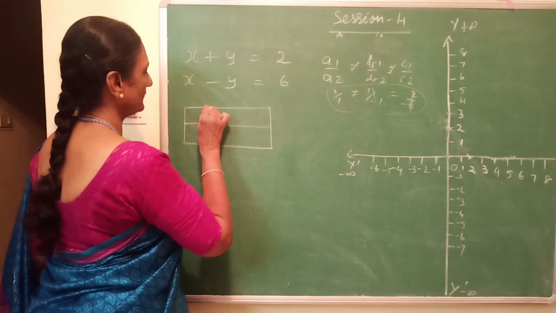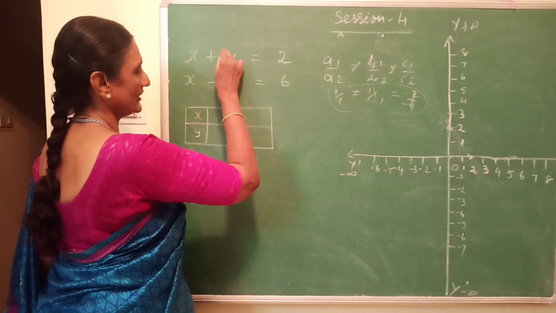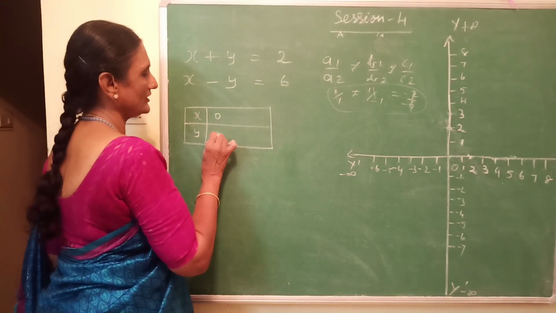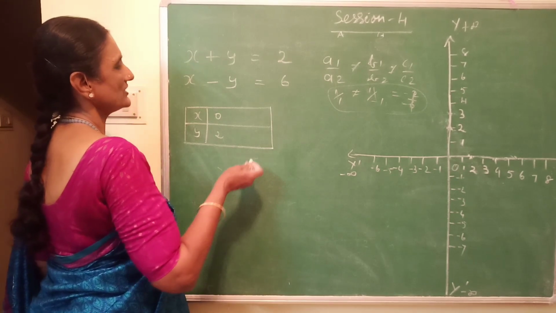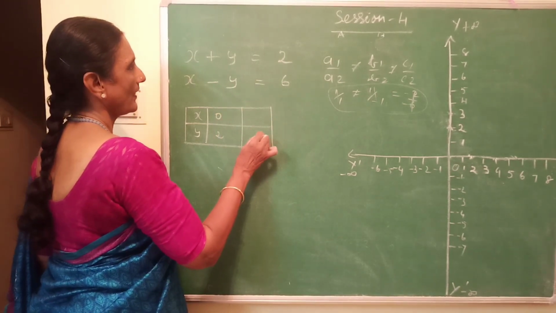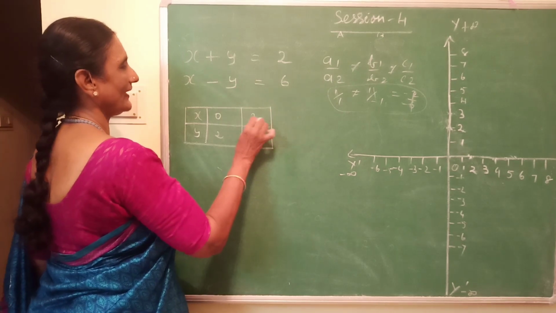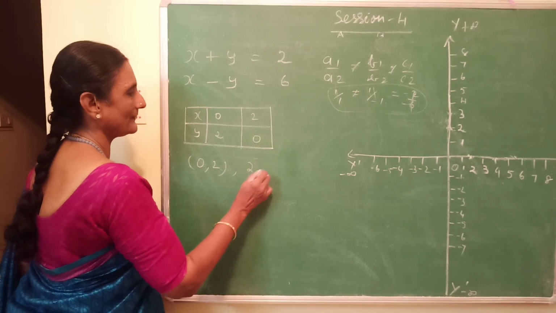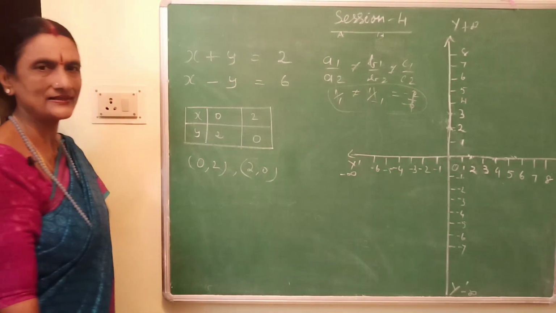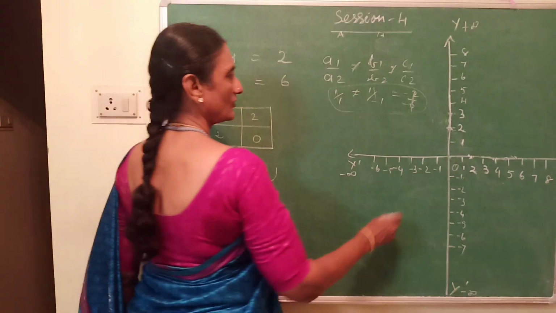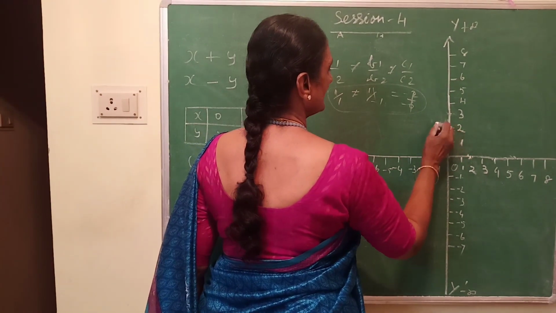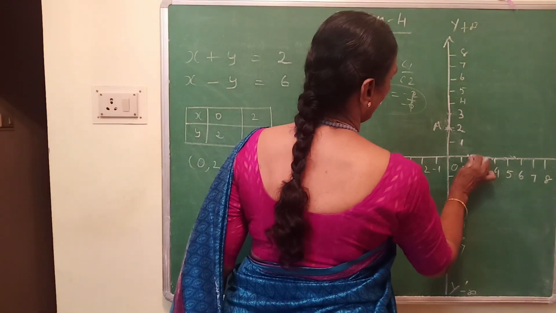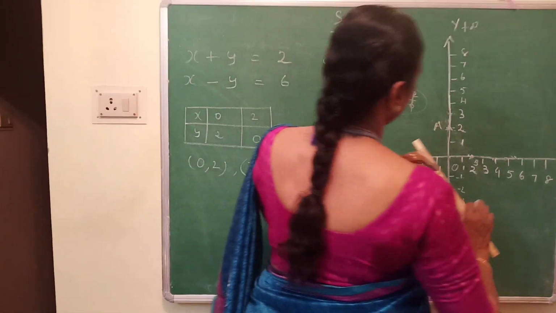Now, let us choose first for the x. For the first equation, we will choose x as 0. So, (0, y) is getting a value 2. And for the second equation, you put y as 0. y 0 means x is getting a value 2. Therefore, (0, 2) and (2, 0) are the 2 points that we have to plot. (0, 2) is a point on the y-axis. Let us mark it as A. And (2, 0) is a point on the x-axis. Let us mark it as B.